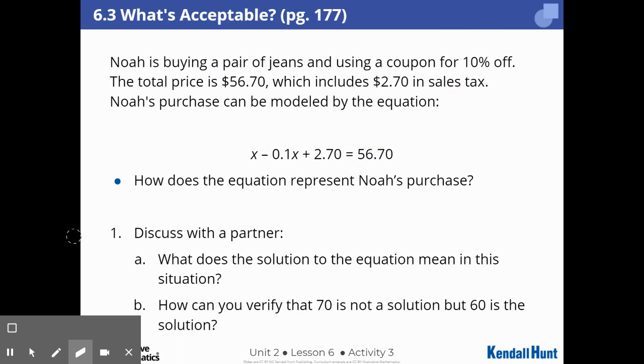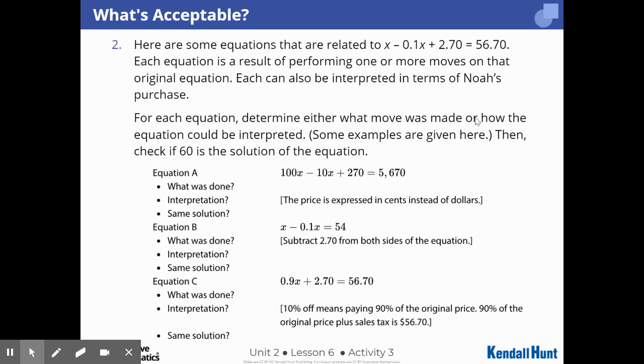All right, so on the next activity, it's going to ask you, let me click ahead. On the next activity, it's going to give you some equations where all of these equations are starting with the same initial equation, and they've done some sort of move. Okay, we're going to do the first one together, equation A. So for equation A, how did they get from my original equation to this equation? That's the question. That's the move.